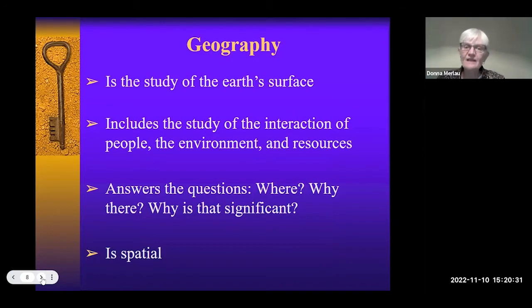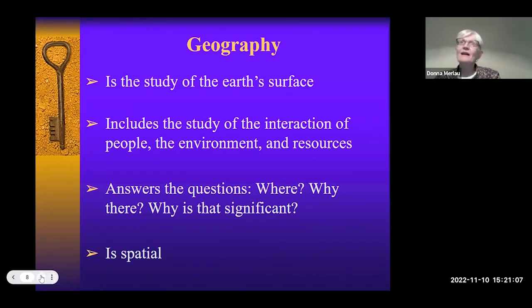So geography is the study of the Earth's surface. I do look at landforms. It does include the interaction of people, the environment, and resources. It answers the question where and why there, and why that's significant. So what, right? And it's spatial. Spatial means that it is in relation to other things. There's distance, and we can measure distance in time as well as in miles or kilometers, right?